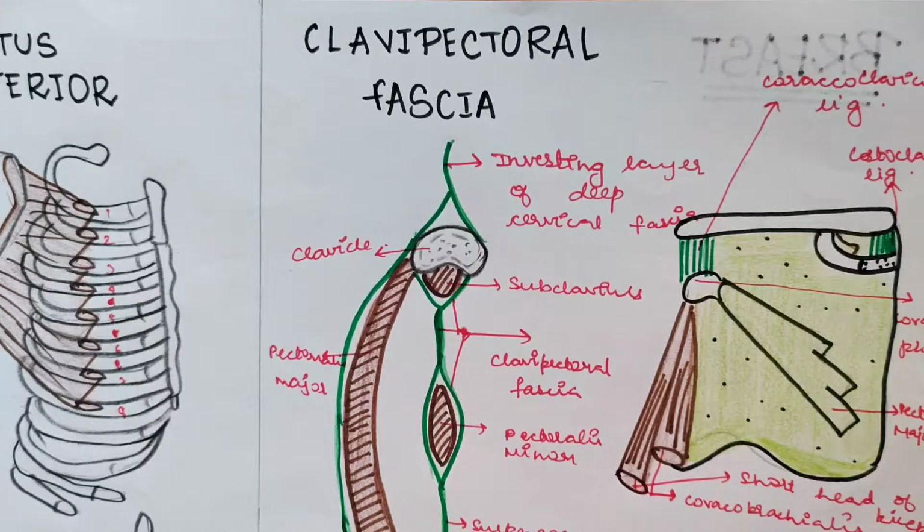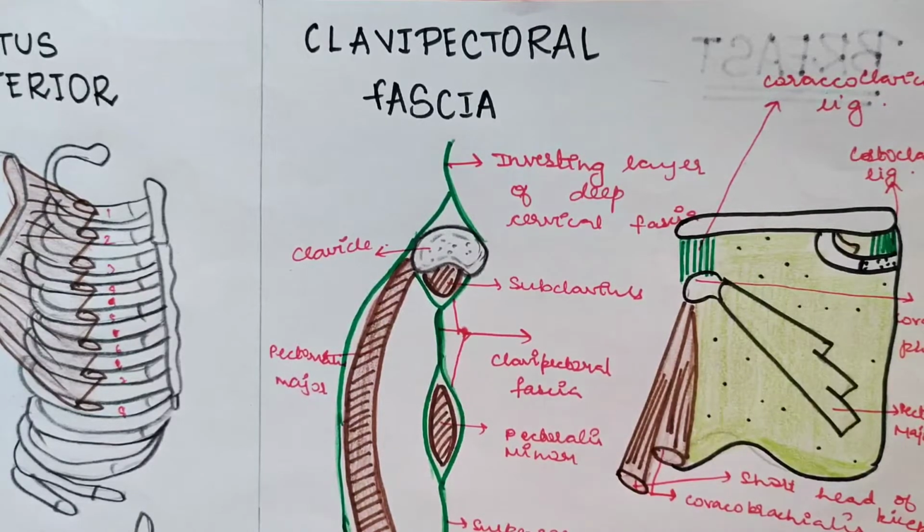Hello friends, today we learn about clavipectoral fascia. We'll first see its extent vertically, medially and laterally, and then we'll look at the structures passing through this clavipectoral fascia. So the clavipectoral fascia is a fascial sheath which is present deep to the pectoralis major, especially its clavicular head. So now we'll look at its extent.